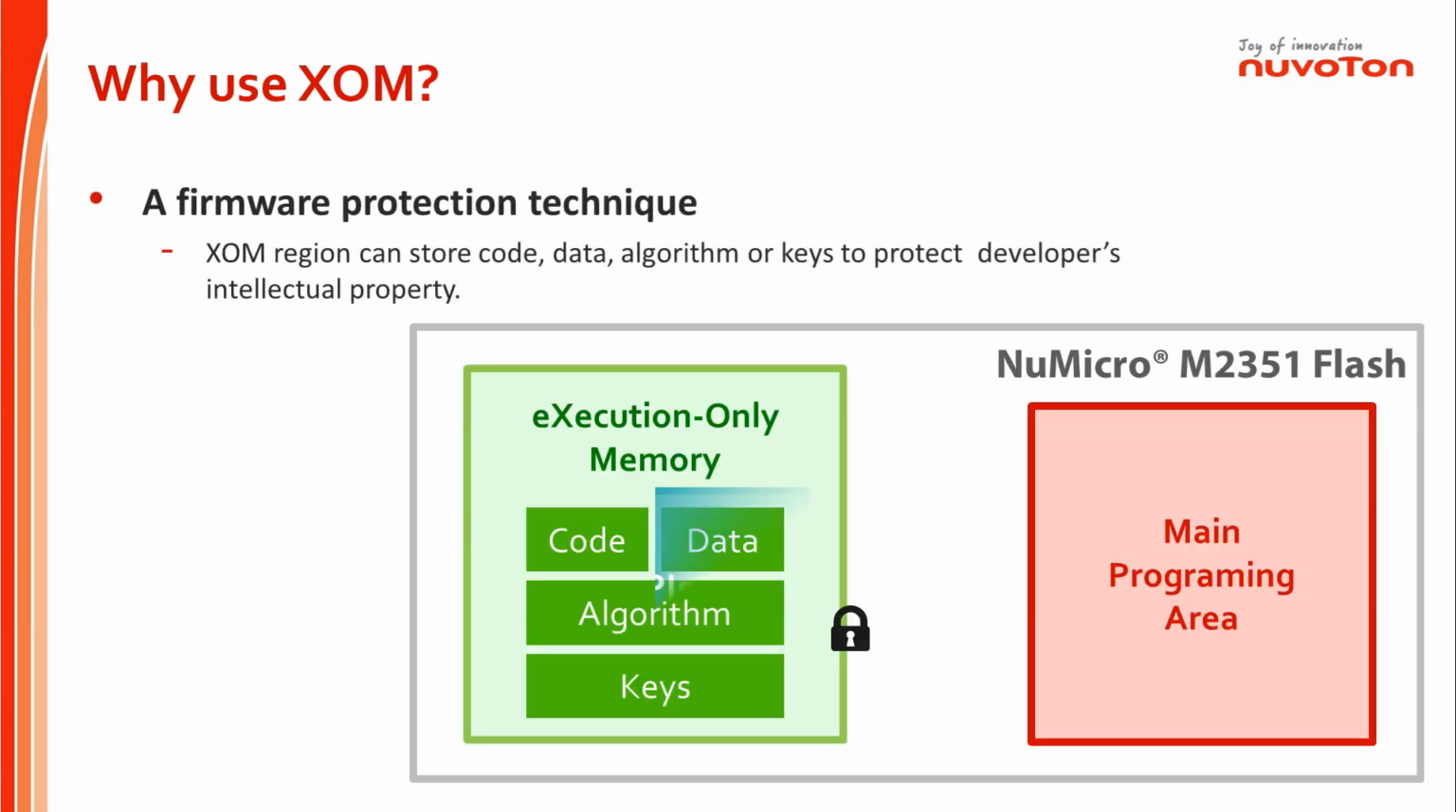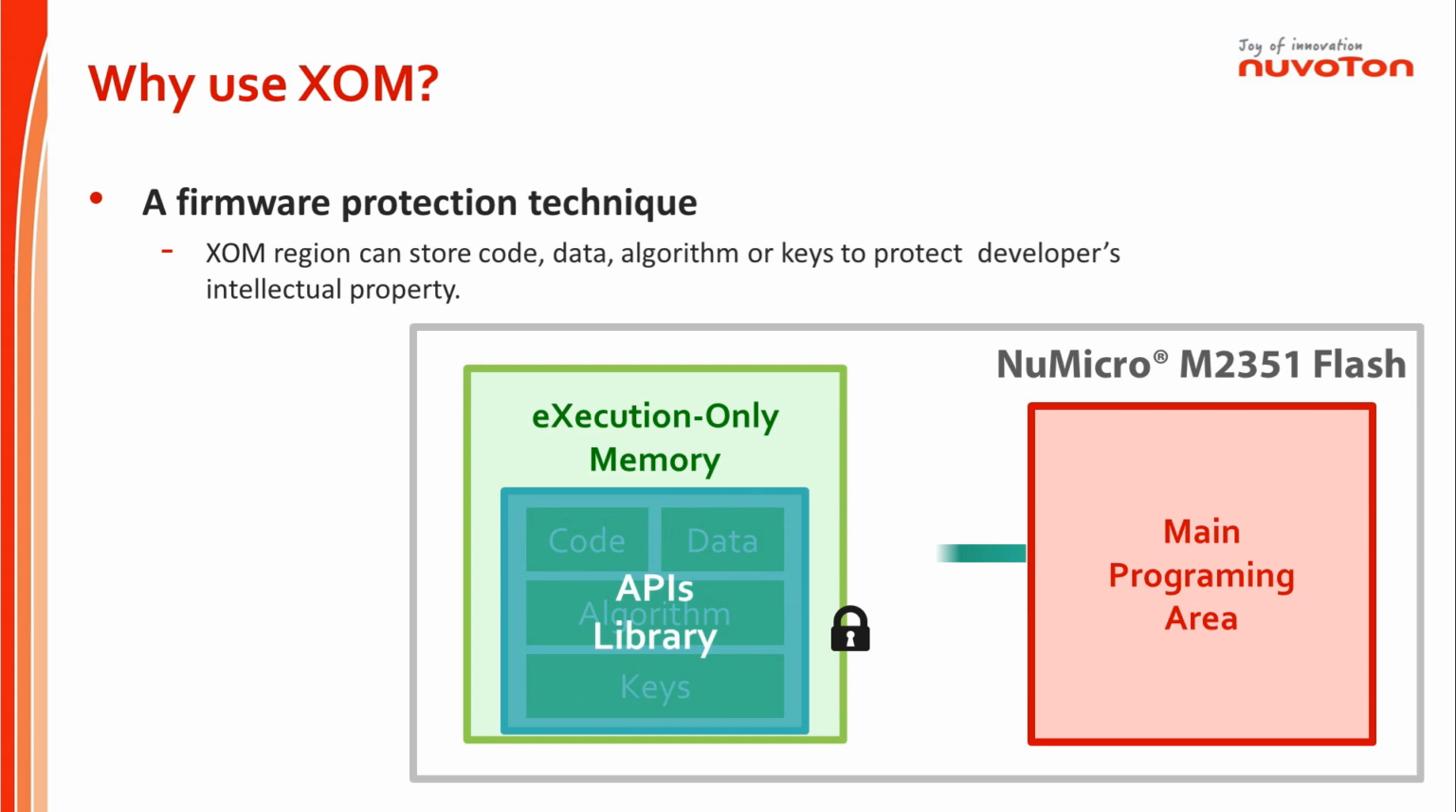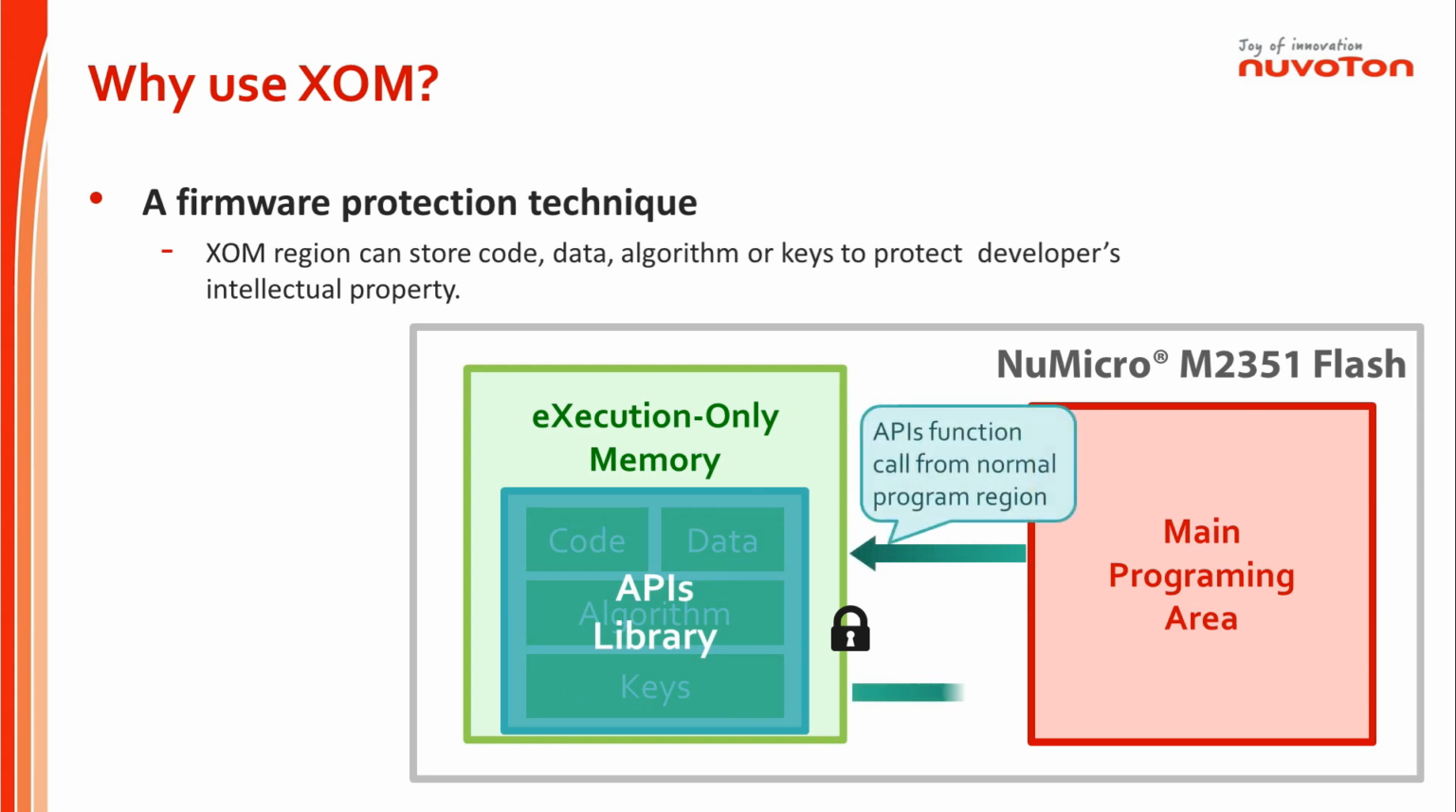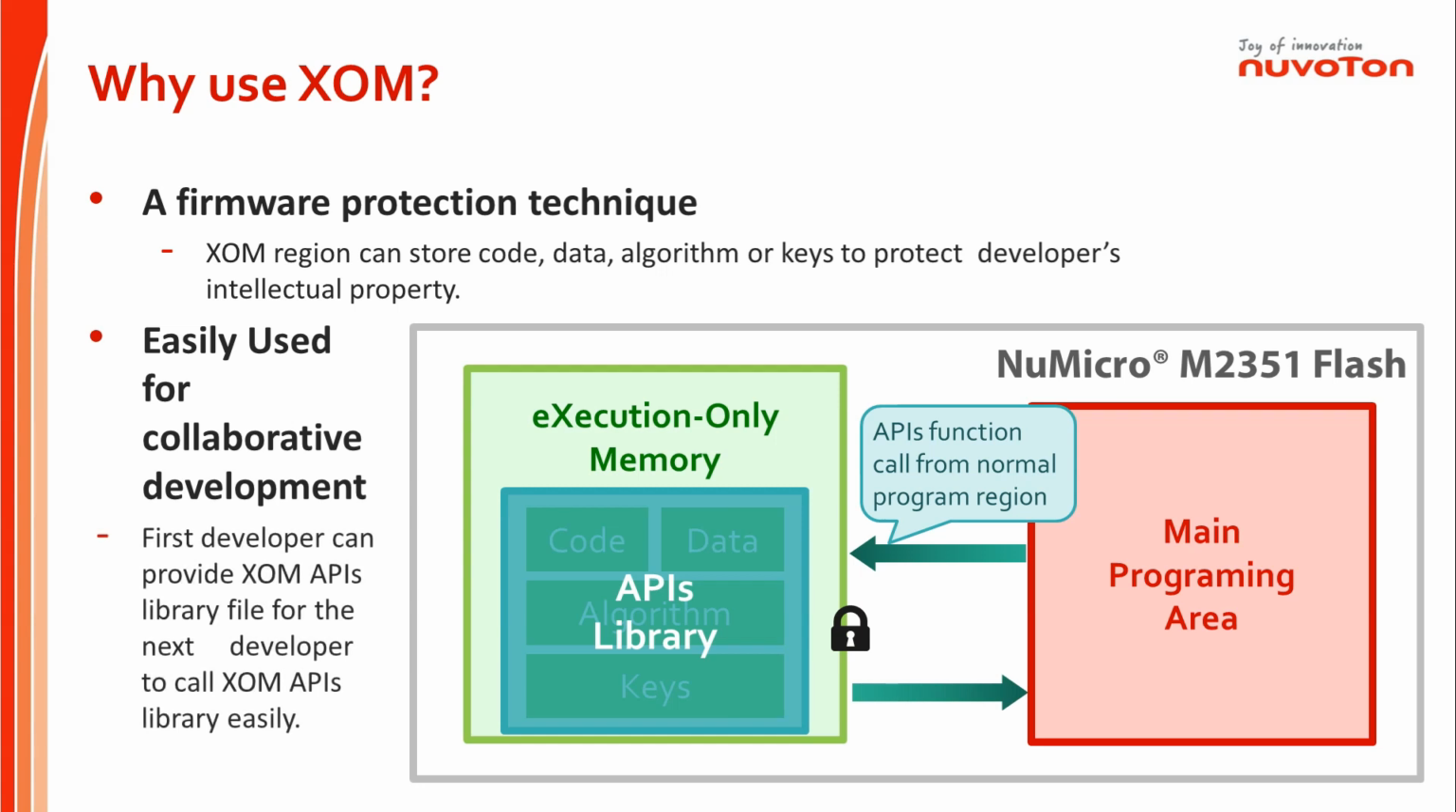Why use XOM? XOM is a firmware protection technology to protect important programs, data, algorithms, or digital security keys that need a high degree of security level. Because of XOM's protection, the first developer can give XOM API function files to a secondary developer. The secondary developer can call the function or data inside XOM easily. XOM will make code development projects safer and easier.